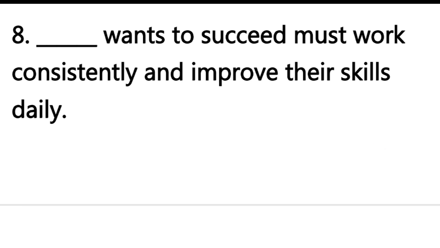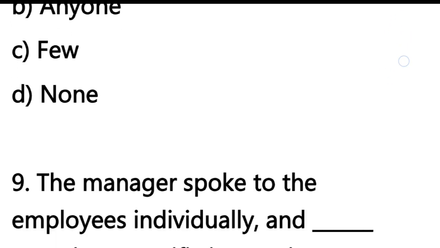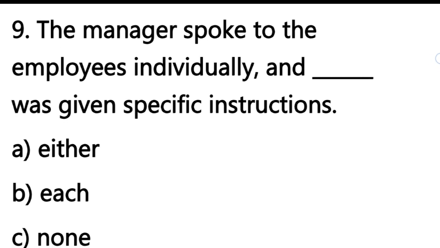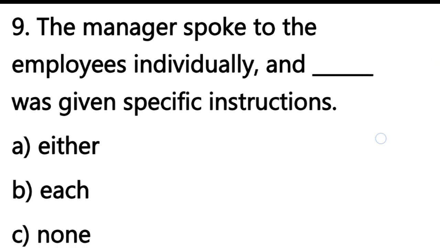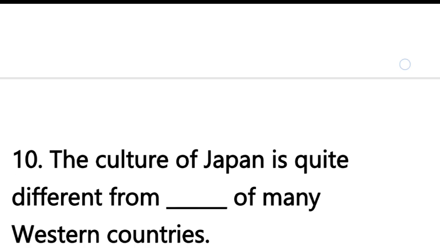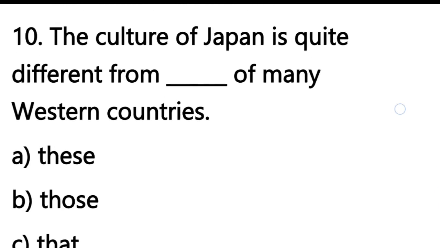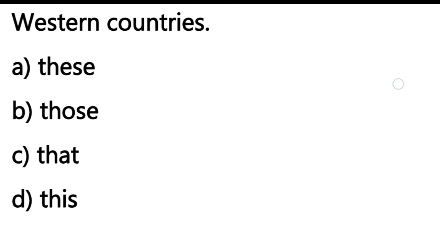Now question 8. Dash wants to succeed, must work consistently and improve their skills daily. And the options we have are someone, anyone, few and none. And now question number 9, which says, the manager spoke to the employees individually and dash was given specific instructions. Options are either, each, none, somebody. And the last question of today's video is, the culture of Japan is quite different from dash of many Western countries. We have options these, those, that and this.